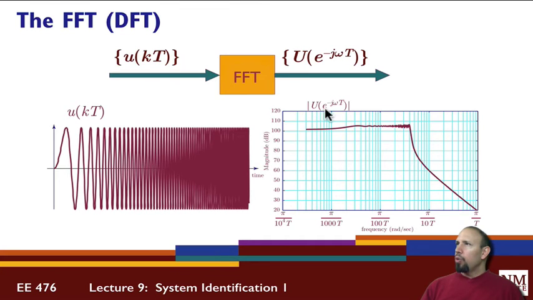Here I plotted U e to the minus j omega t. Remember that for the Laplace transform of this signal, if we were to plot it, we would actually have to put a T, the sampling time, out front. And of course, multiplying by the sampling time is in general going to change the magnitude. So that's a big deal. It's an issue.